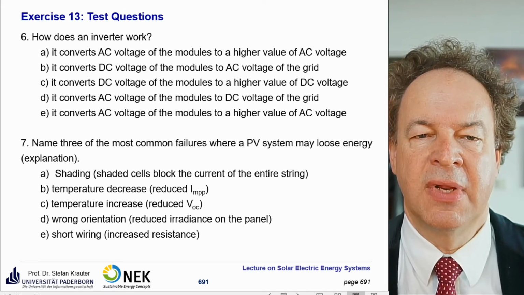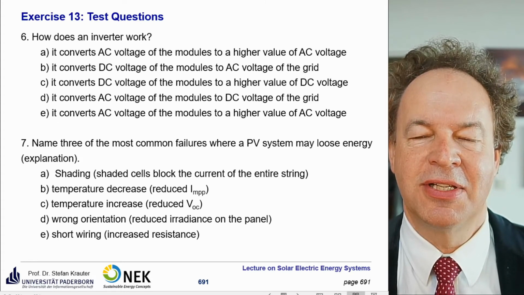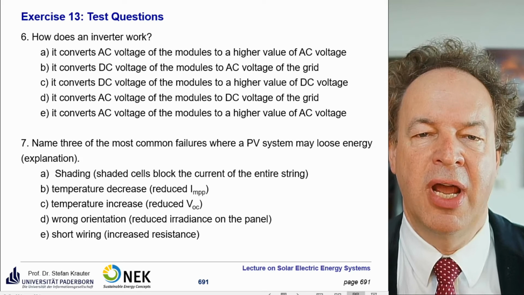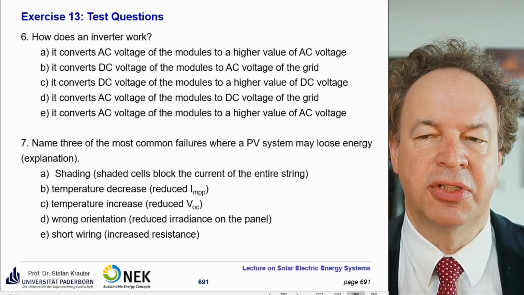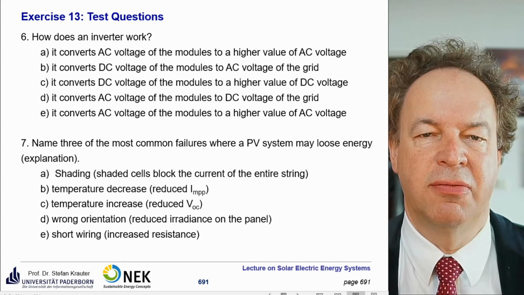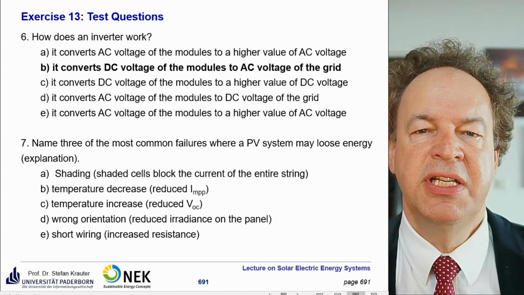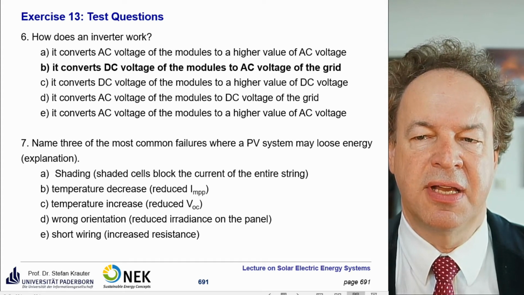Going back to A, it converts AC voltage of the modules to a higher AC voltage of the grid. That's usually the task of a transformer, and the modules don't offer AC voltage. They have DC voltage. So the answer is it converts DC voltage of the modules to AC voltage of the grid. That's the task of an inverter.